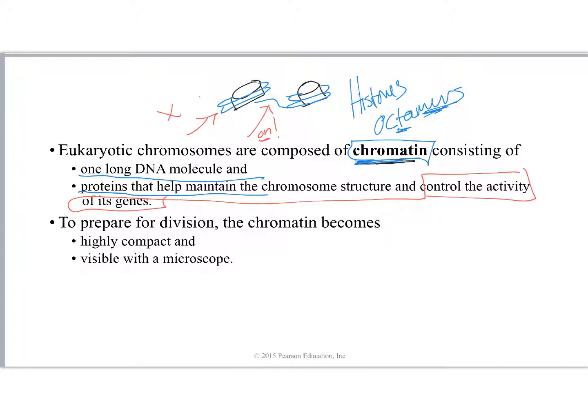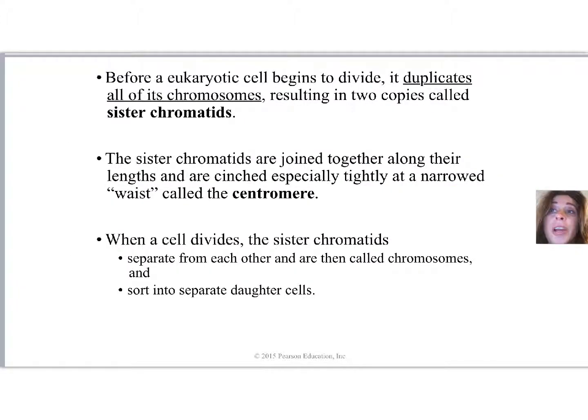So now we're preparing for cell division. Chromatin, because we've wrapped it around these histones, has become highly compact and thick. Now we can even see it with a microscope, which is always kind of fun. Before any of these eukaryotic cells can divide, however, it has to duplicate or make copies of all of its chromosomes. So we make 2 copies, right? Because cell division results in 2 cells, so we don't make more than that. Each one of these copies is called a sister chromatid.